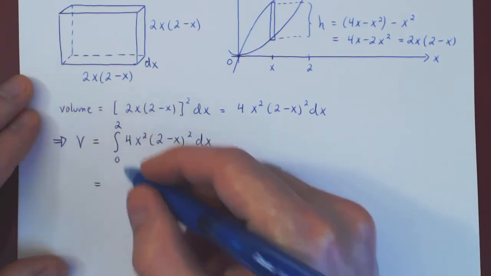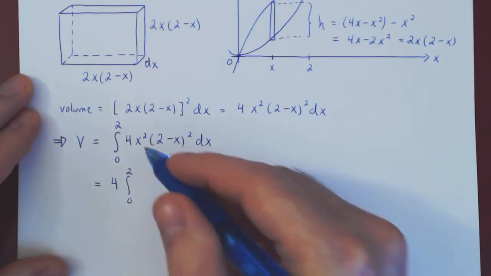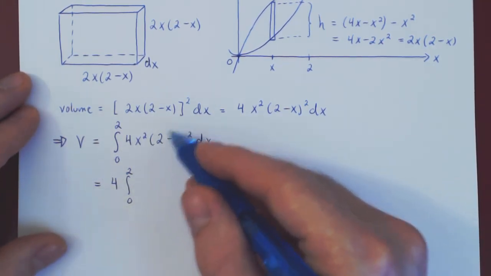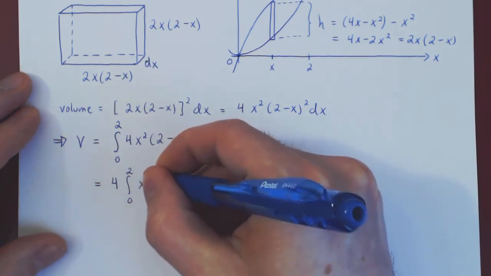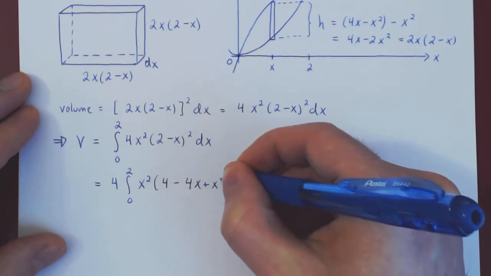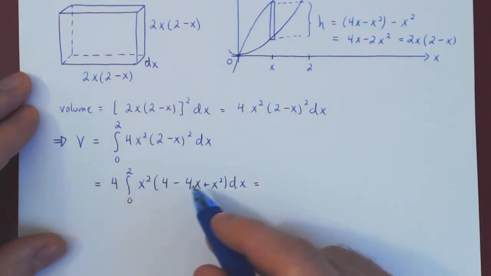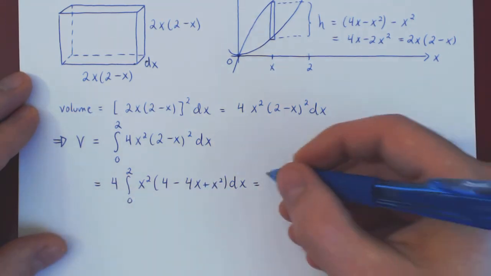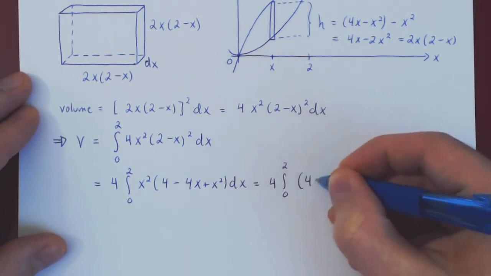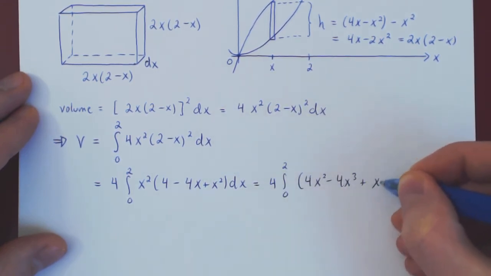First step, we factor out the 4, as it is a constant multiple. Second step, if we leave the square here, we can't integrate, so we'll square this. So x squared times (4 minus 4x plus x squared). We still can't integrate as we have a product between two functions of x. If we multiply, then we'll be good to go. So it's 4x squared minus 4x cubed plus x to the 4.